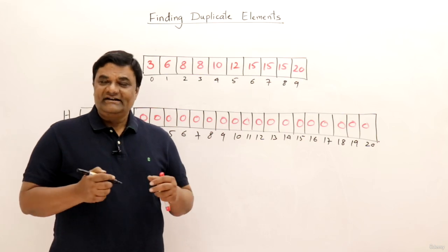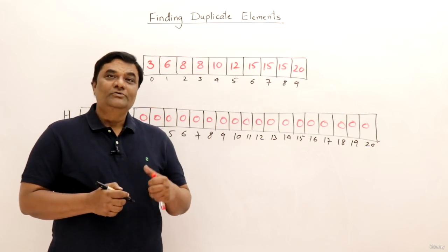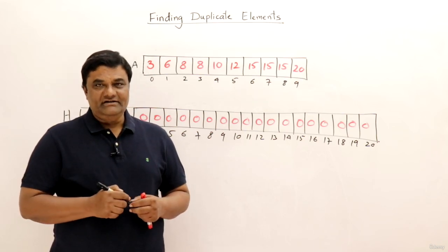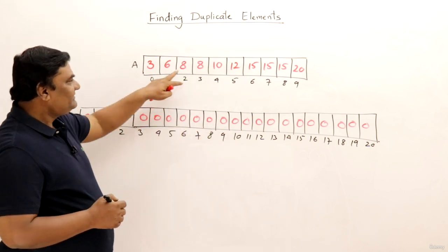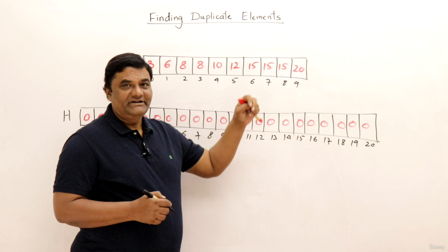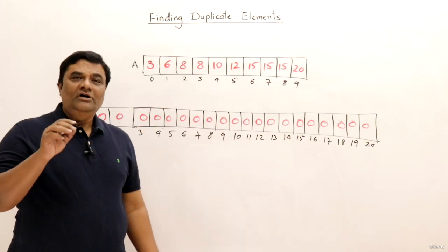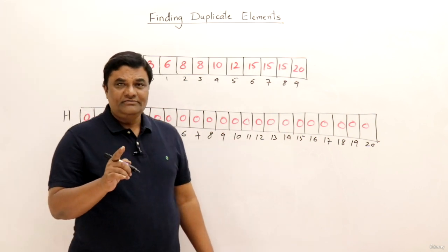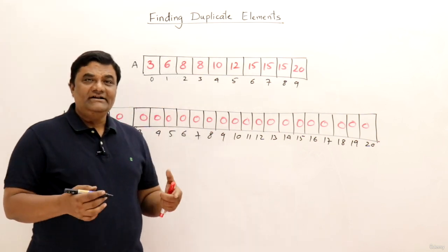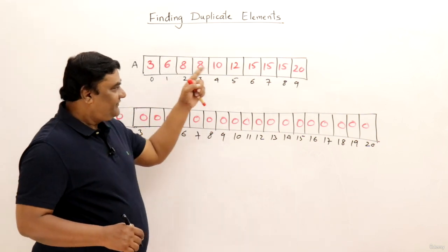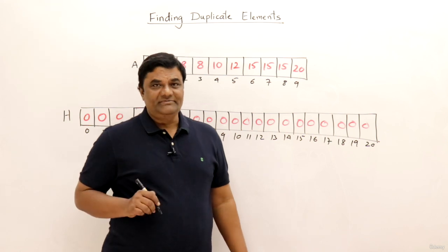Now let us look at a second procedure for finding duplicates in a sorted array. Already I have a sorted array and there are some duplicate elements, like 8 is duplicated and 15 is duplicated. We want to know how many duplicates there are, and also we want to know the count. Like if 8 is duplicated, how many times is it duplicated? If 15 is duplicated, how many times is it duplicated?